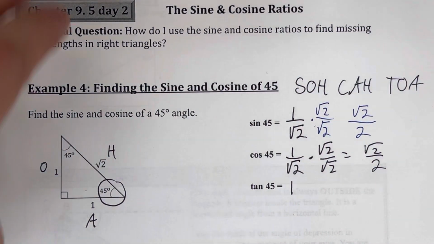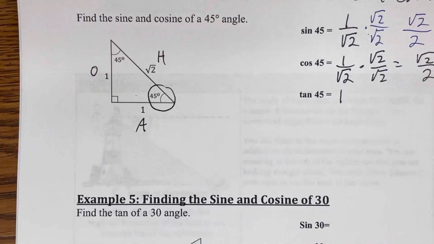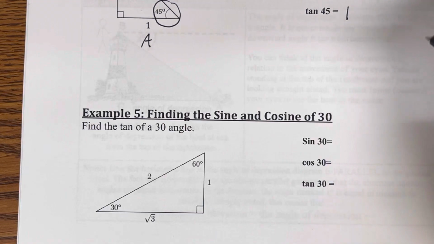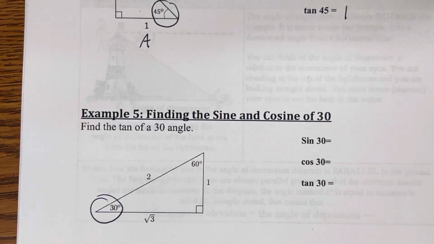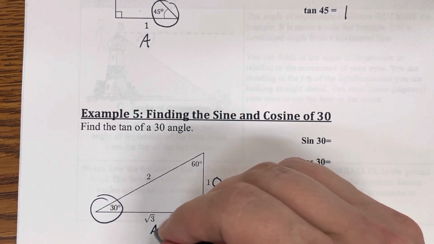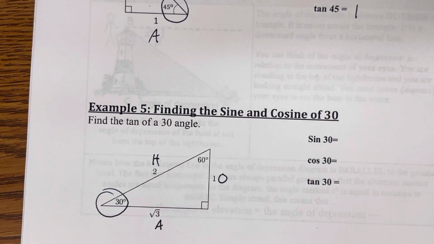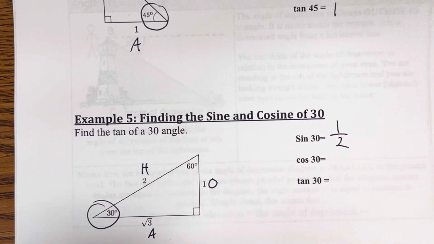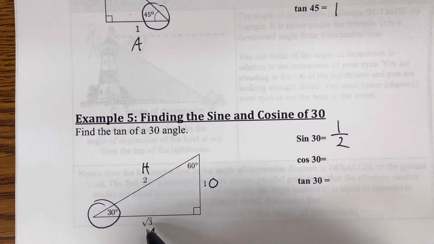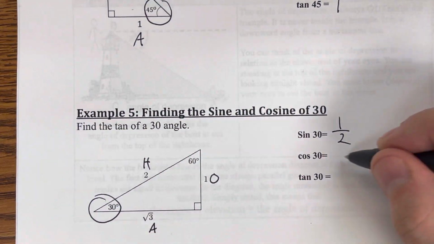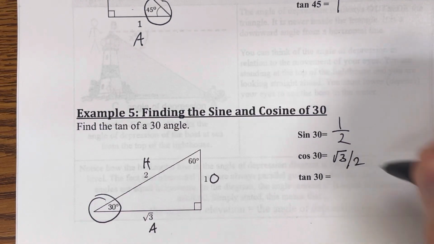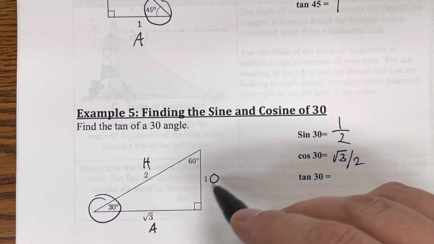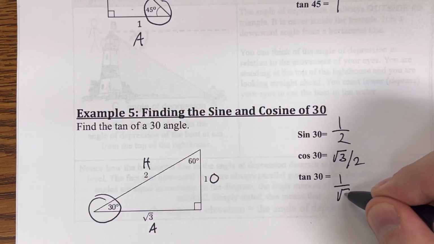Okay? Now we'll look here with a 30, 60, 90 right triangle. So we're going to find the sine of 30. So reference angle is 30. Opposite, adjacent, hypotenuse. Labeled them all out. Sine, opposite over hypotenuse. That's 1 over 2. Cosine 30. Adjacent over hypotenuse, that's the square root of 3 over 2. And the tangent of 30, opposite over adjacent, is 1 over the square root of 3.